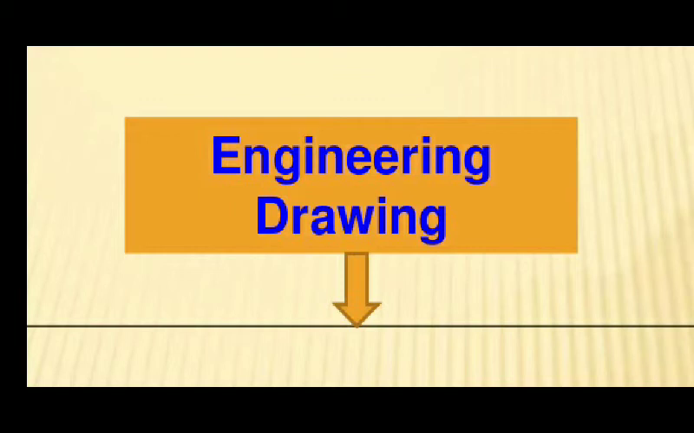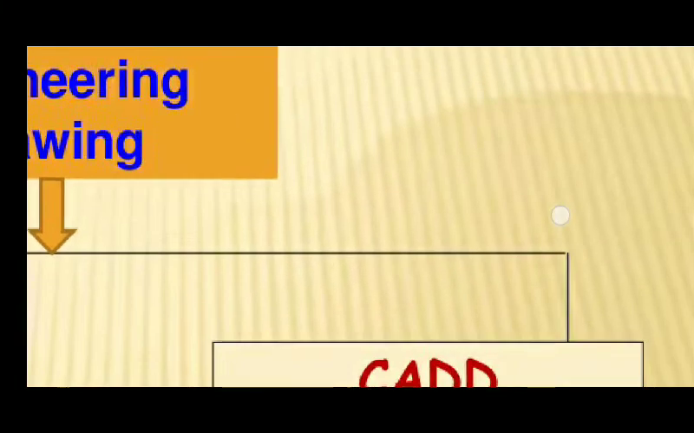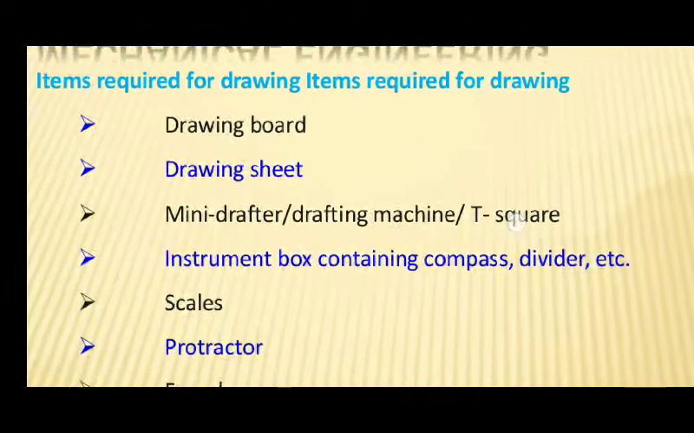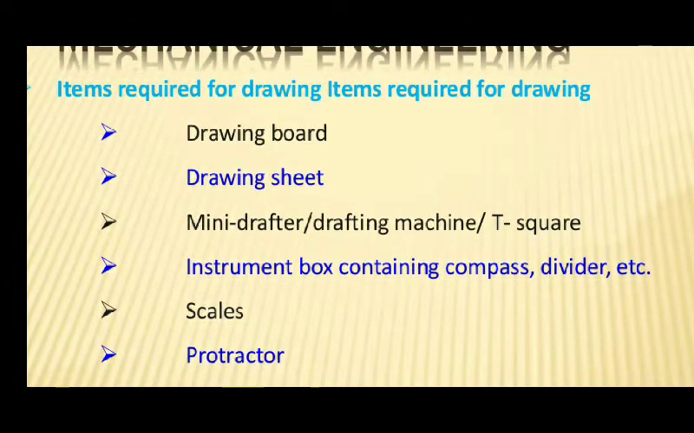As we discussed now, just look at what items we require, and whether any instrument is missing. See, as we discussed before, the drawing board, okay, and the drawing sheet, okay. Next, if you are at home, you use a scale, I said. But to draw engineering drawings, you need a mini drafter. Mini drafter. Okay, I'll show you the picture of the mini drafter in the next slide.